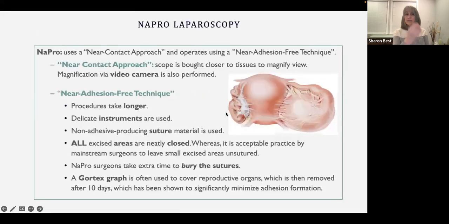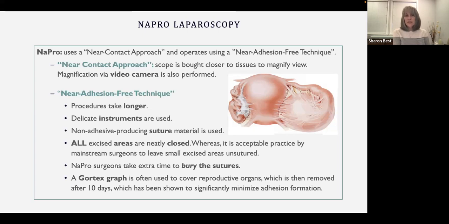So laparoscopy. I love the NaPro laparoscopy because it's very different than mainstream medicine. We do something called a near contact approach. We use a high-powered camera, and we look for very small, tiny endometrial ectopic implants. Mainstream medicine has literature, and they feel that these small implants won't change the rate of pregnancy outcome. However, we can attest to the fact that removing those small implants certainly does.